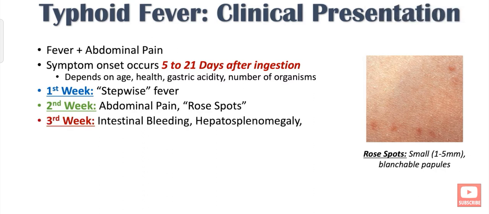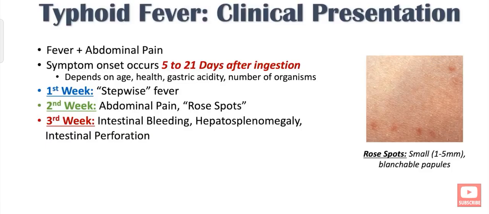And in the third week, you're going to see some of the worsening symptoms. You're going to see intestinal bleeding, so you might see hematochezia, melena. You're also going to get hepatosplenomegaly, so an enlargement of the liver and the spleen, and you could also see intestinal perforation.